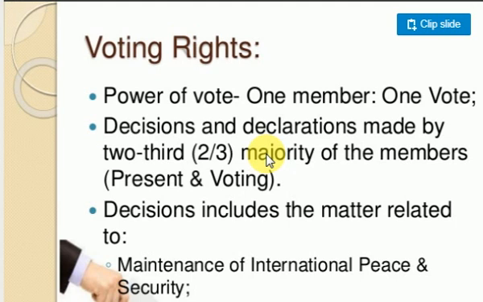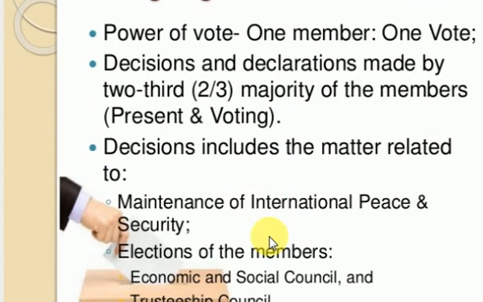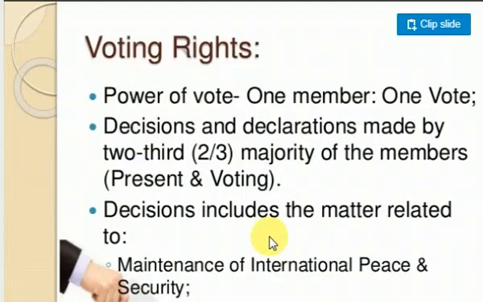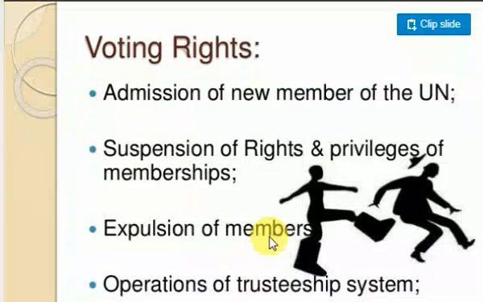Decisions include matters related to maintenance of international peace and security, elections of the members of the Economic and Social Council and Trusteeship Council. Okay. Next, voting rights again: admission of new members of the UN, suspension of rights and privileges of membership, expulsion of members, and operation of the trusteeship system.